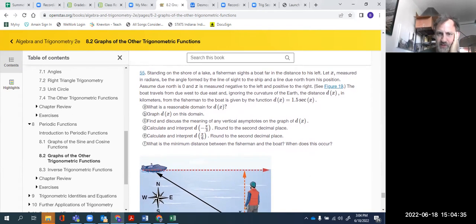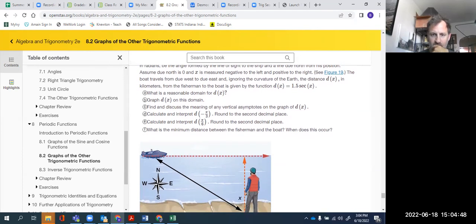Standing on a shore of a lake, a fisherman sights a boat far in the distance to his left. Let X, measured in radians, be the angle formed by the line of sight to the ship and a line due north from his position. So this is his due north line, and then X is the angle of his line of sight. So this angle X is measuring, in radians, the angle between due north and a line of sight.